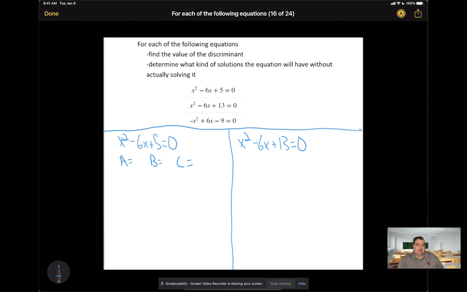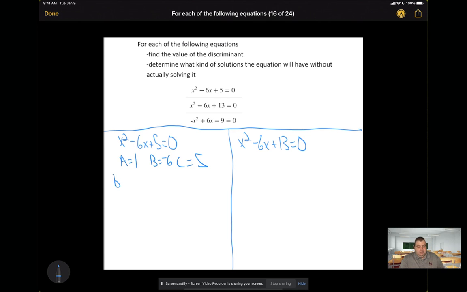My a value is going to be 1. Remember, a is the coefficient of the x squared term. b is the coefficient of the x term, so b is going to be negative 6. And c is the constant term, so that's going to be 5. So a is 1, b is negative 6, and c is 5.